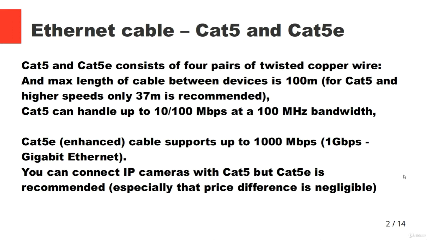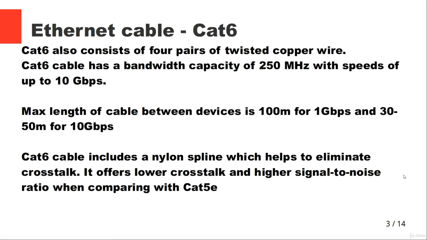Cat6 is a different story, it's more expensive. Cat6 also consists of 4 pairs of twisted copper wire. Cat6 has a bandwidth capacity of 250 MHz and speeds of up to 10 gigabits per second. Maximum length of the cable between devices is 100 meters for 1 gigabit and 30-50 meters for up to 10 gigabits. Cat6 cable has inside a nylon spline which helps to eliminate crosstalk. It offers lower crosstalk compared with Cat5e and a higher signal to noise ratio.